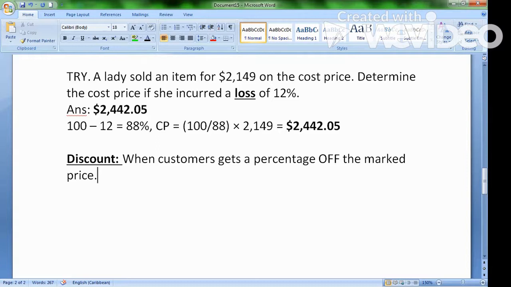What about when you're closing down? You lock up shop for good. You sell out the stuff, closing down sale. So basically, discount is when customers get a percentage off the market price. And discount is a marketing strategy also. It gets more people to come there. It motivates and encourages you to go there.